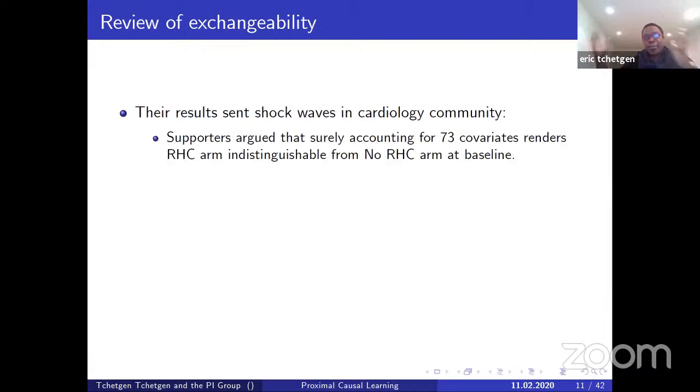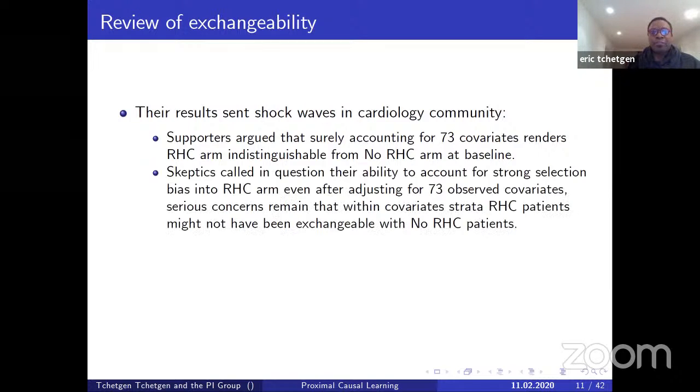Supporters argued, there were two camps, obviously. The supporters argued that surely accounting for 73 variables must definitely render the RHC arm indistinguishable from the no RHC arm at baseline, which is obviously not a testable assumption empirically. But they thought this is a sufficiently rich set of covariates. Why be concerned about confounding bias after adjusting for such a rich set of covariates? And skeptics called into question their ability to account for strong selection bias into the RHC arm, even after adjusting for 73 observed covariates. There must still remain some unmeasured confounding, such that the RHC patients might not have been exchangeable with the no RHC patients.